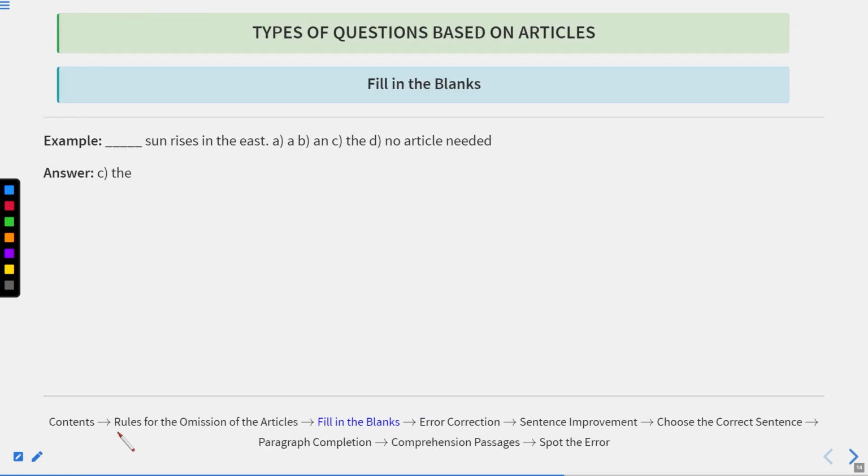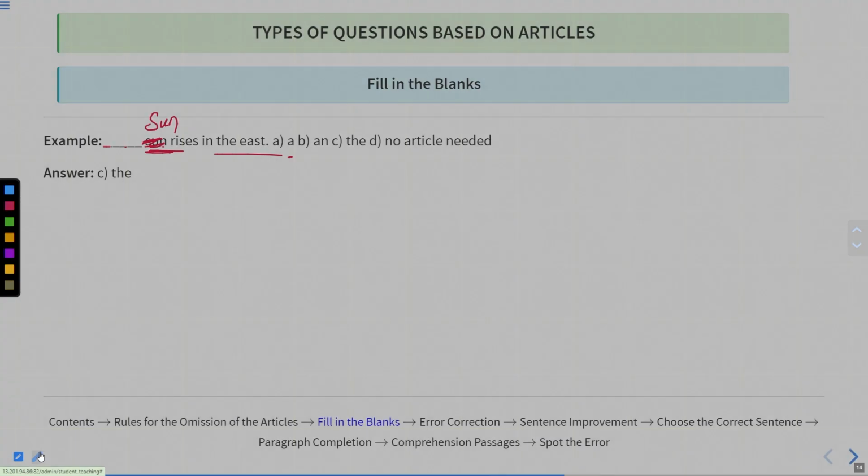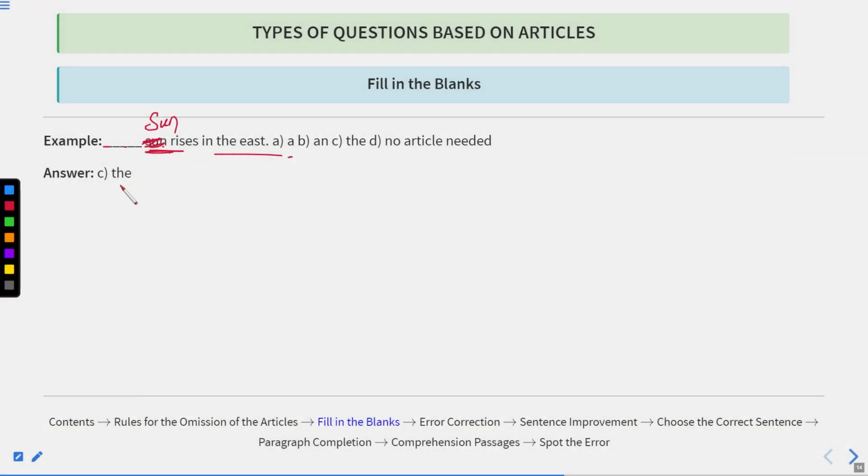Now let us discuss these fill in the blanks. For example, the dash sun rises in the east. Now sun is a unique object, and with a unique object we should use the. So here, the sun rises in the east.